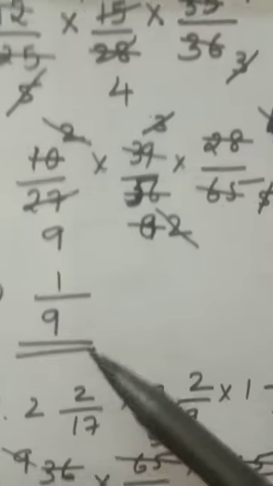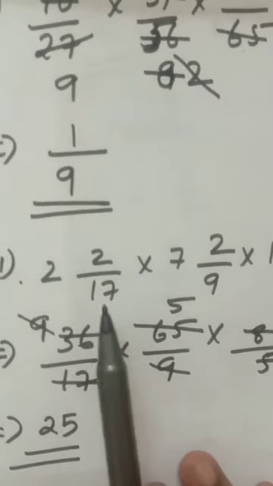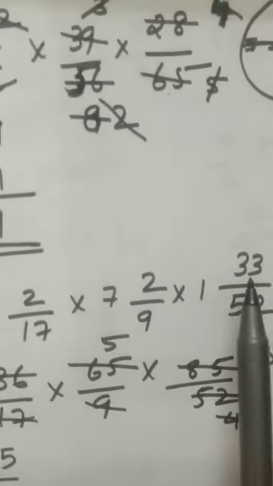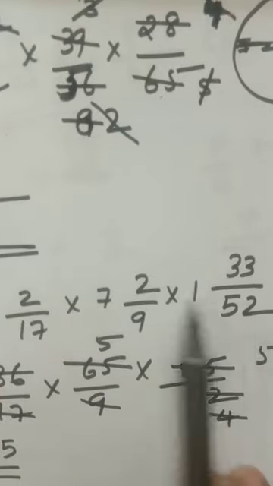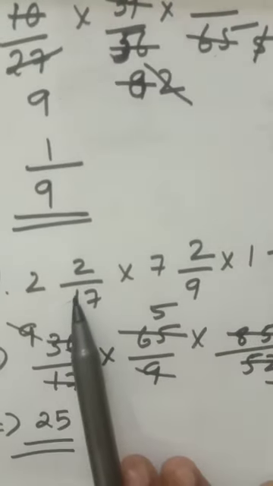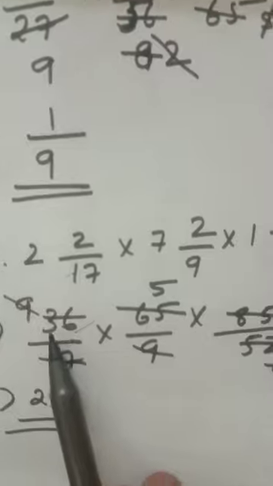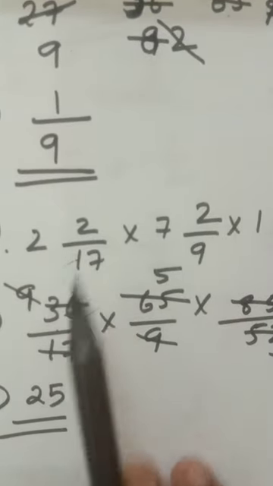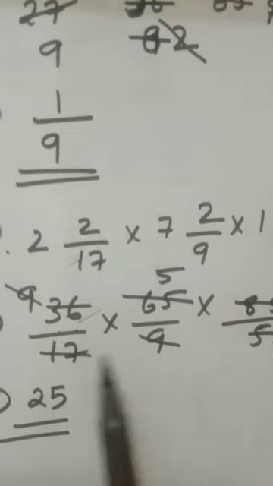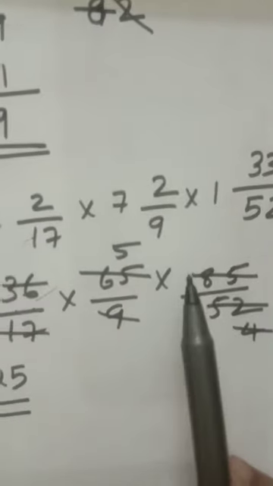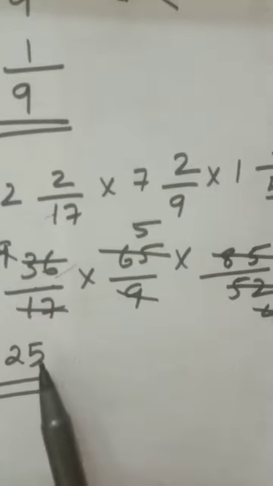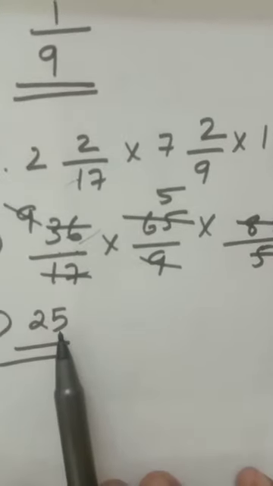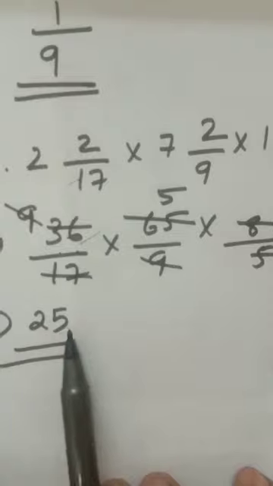Okay, next: 2 and 2 by 17 into 7 and 2 by 9 into 1 and 33 by 52. See, mixed fraction, you have to convert it into improper fraction, that you know very well. 17 2s are 34 plus 2, 36. Converting and cut out the numbers. Okay, you will get 25 as the answer. Understood?